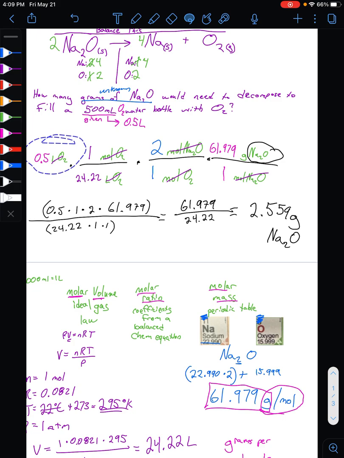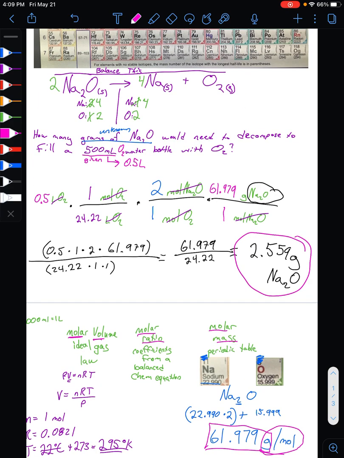All right, everybody. That is the little mini tutorial video for this, where we have a known amount of a product that we want, and that product is a gas. What the question is asking us to do is, how much of the reactant do you need, which is a solid, so we can measure that in grams, to get that amount of volume of a gas.